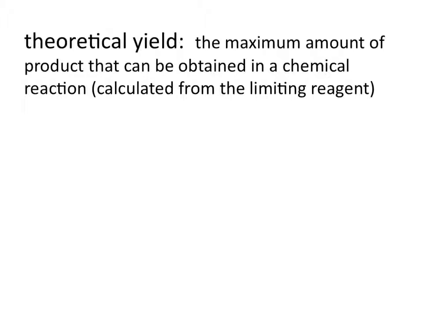This tutorial is on how to calculate theoretical, actual, and percent yields. The theoretical yield is the maximum amount of product that can be obtained in a chemical reaction, and we calculate this from the limiting reagent. So the theoretical yield is something that's almost never obtained. You would only obtain the theoretical yield under perfect conditions where no product was lost in the process.